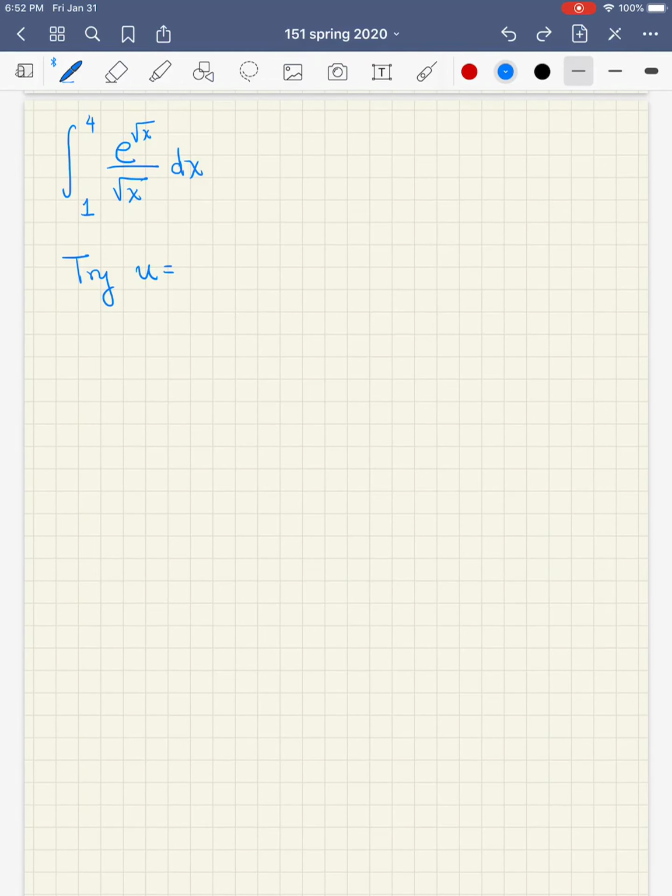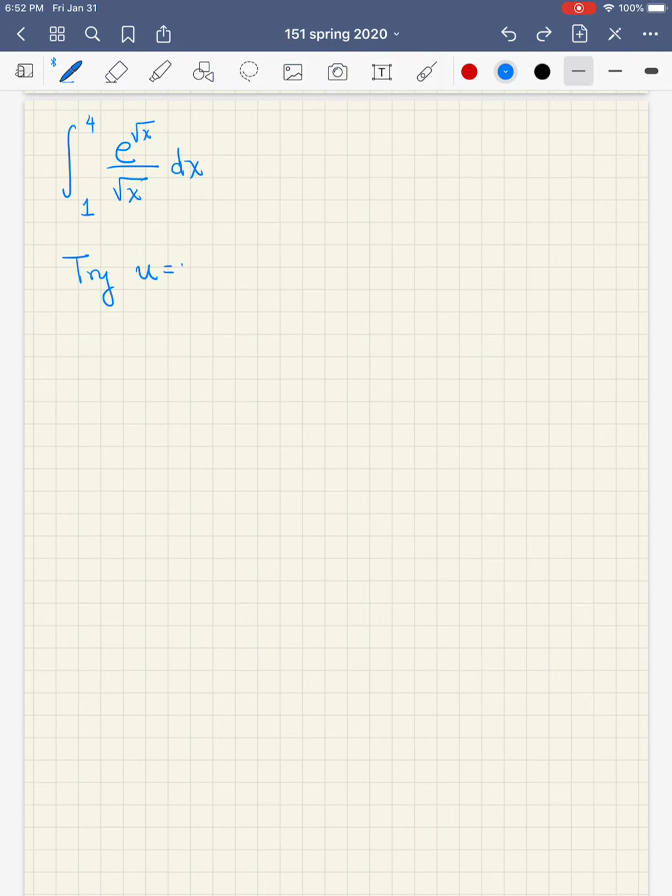Okay, I want to solve a U substitution problem, and I also want to talk about how the limits of integration are going to change. So let's look at this one. I found this in our textbook. It's the integral from 1 to 4 of e to the square root of x divided by square root of x dx.